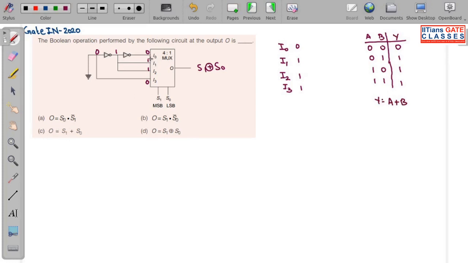But here we can see what? Our combination is like this: 0, 1, 1, 0. So this corresponds to what?